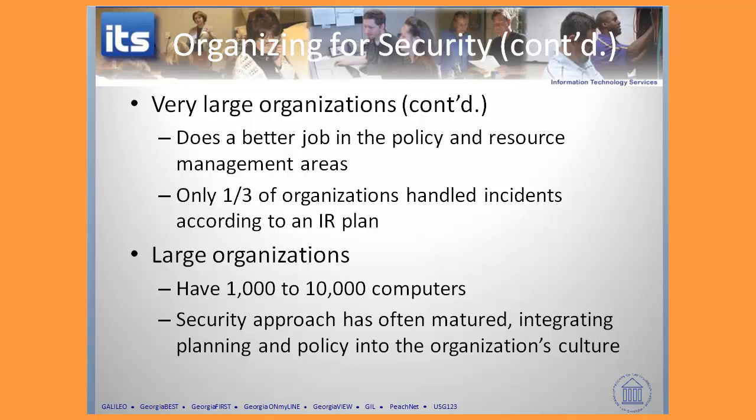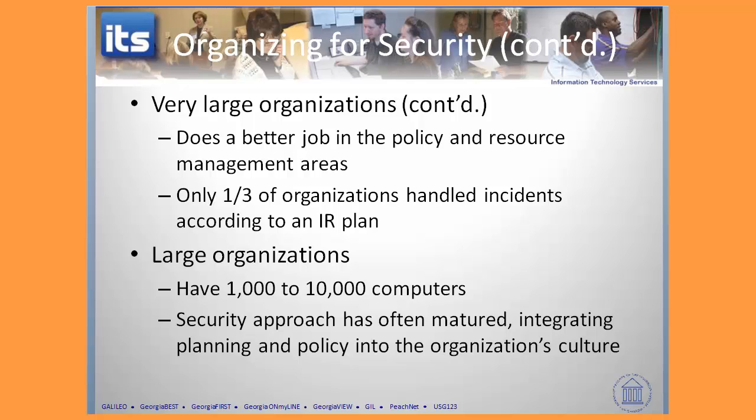Typically, very large organizations do a better job in policy and resource management, and about a third have handled incidents in agreement with their incident response plan. Hopefully you're one of that third. It is the first thing you should start to focus on.